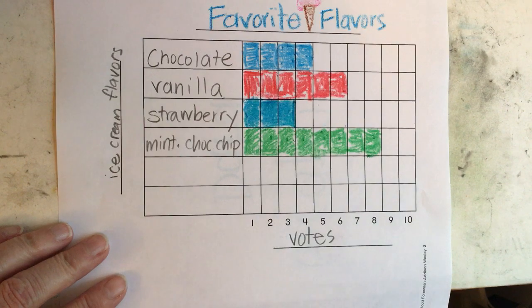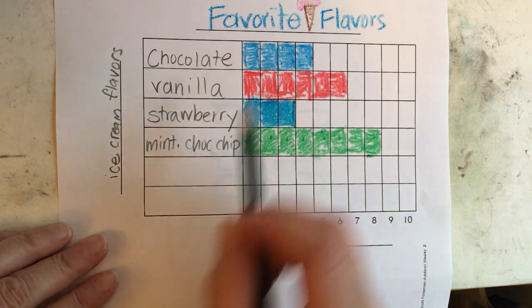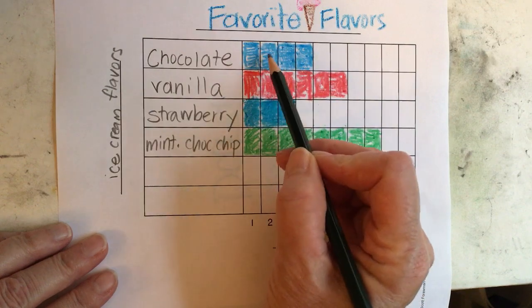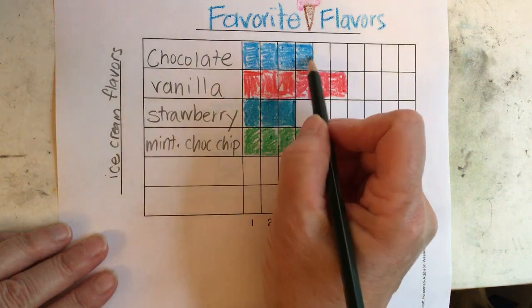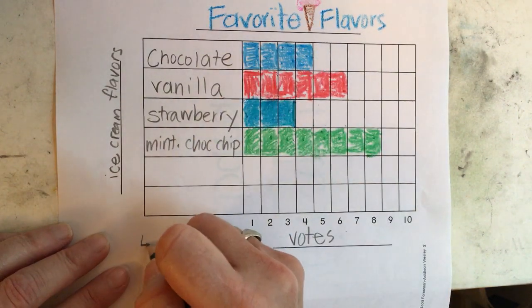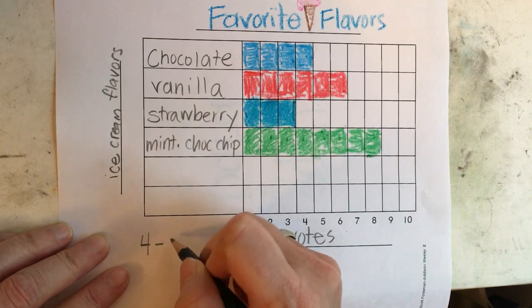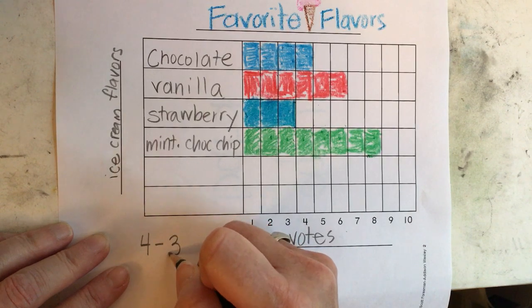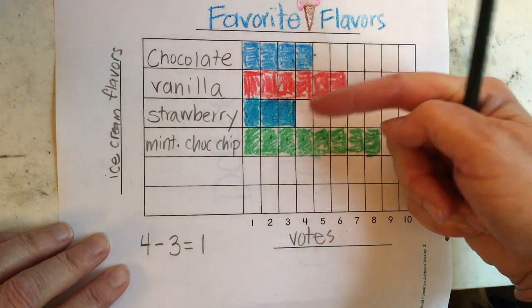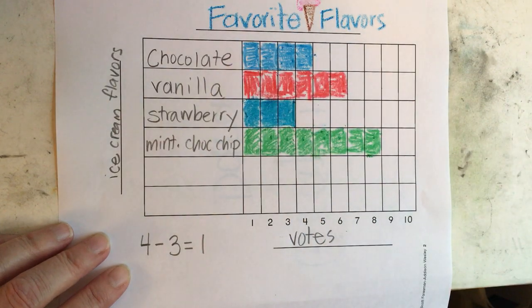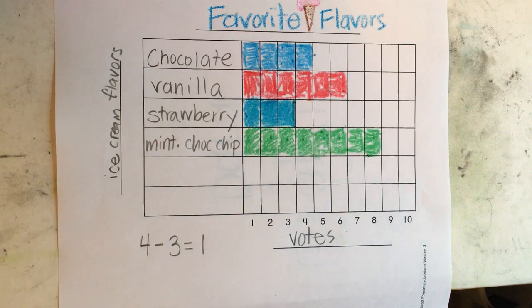Subtraction. You're right. So if I wanted to find the difference between the number of people that voted for chocolate and the number of people that voted for strawberry, I would have to subtract. So I'm going to take the bigger number, the chocolate, and I'm going to subtract the number of people that voted for strawberry. And that's an easy one. So what's the difference between those two numbers? 1. The difference is 1. Good.